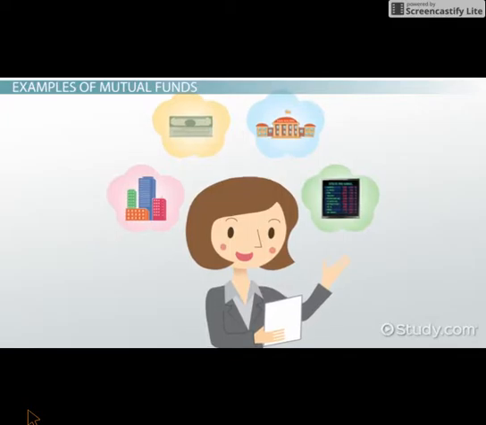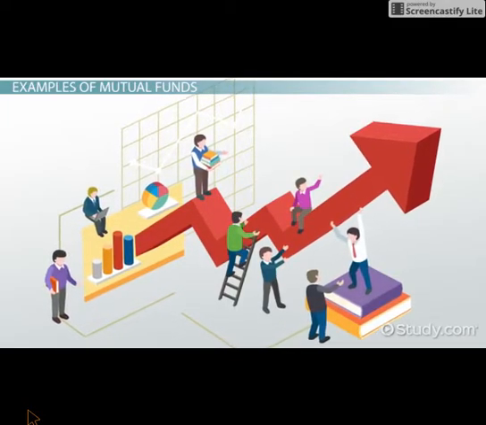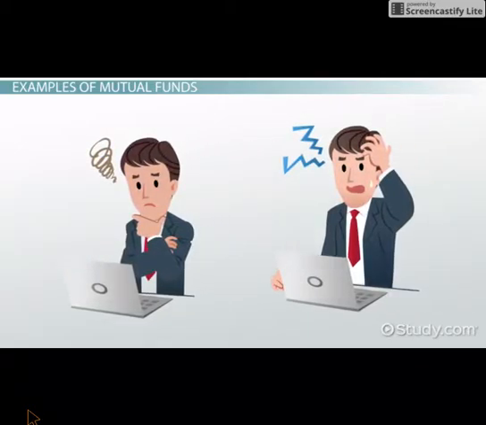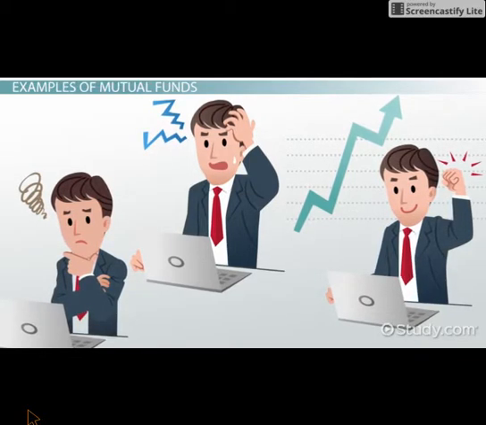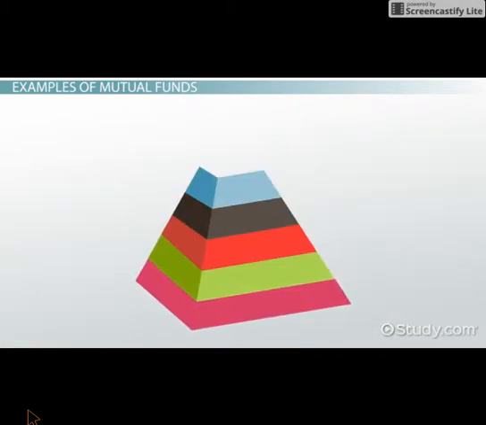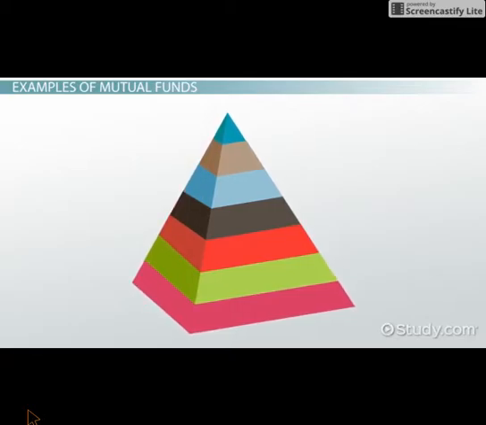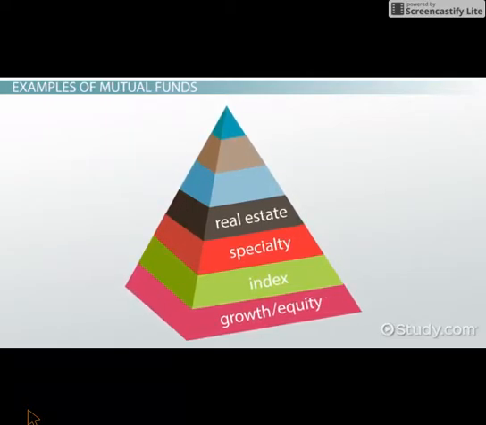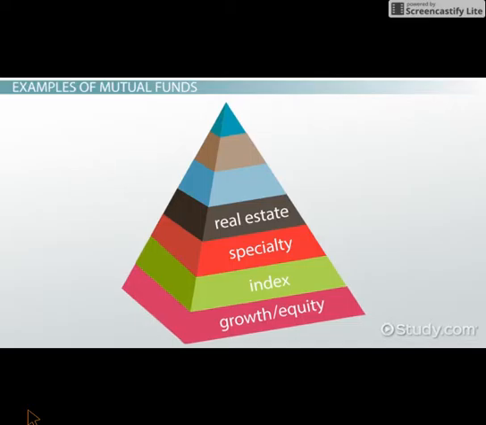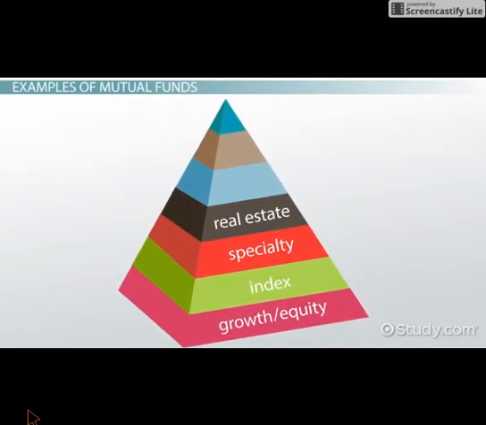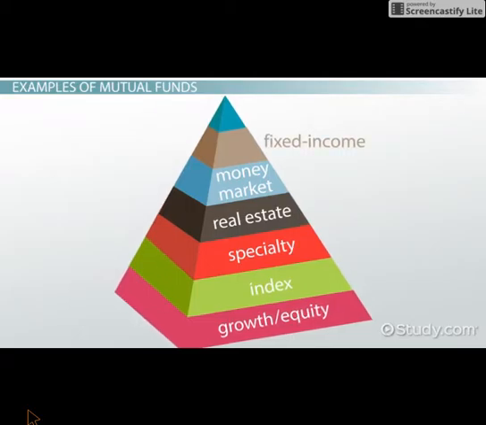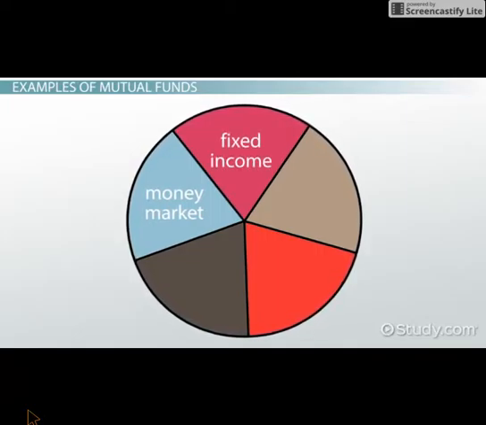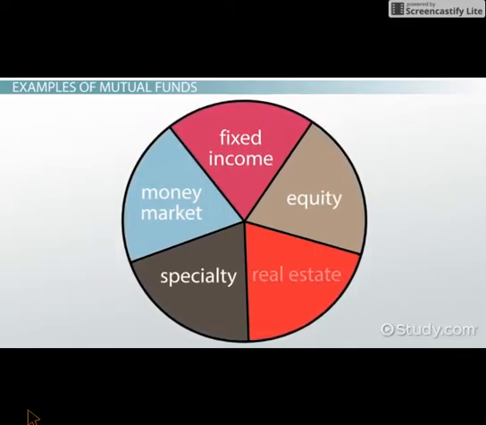The type of fund or funds that are right for you depend on your time horizon, or how long until you need the money, and your risk tolerance, which means, are you okay with greater risk in return for the potential of greater reward? Typically, investors with longer time horizons and more aggressive risk tolerances are more likely to use growth or equity funds, index funds, specialty funds, and real estate funds. On the flip side, investors with shorter time horizons and more conservative risk tolerances are more likely to use money market funds, fixed income funds, and mortgage funds.